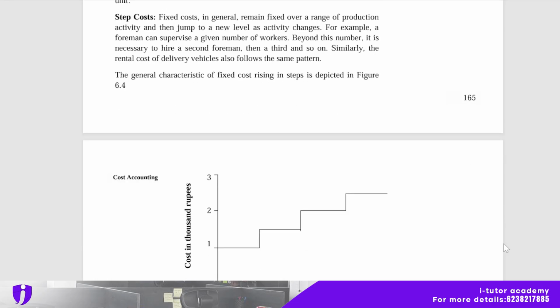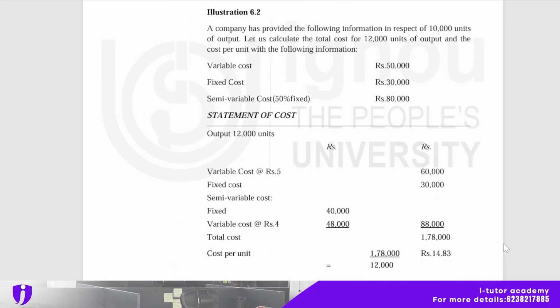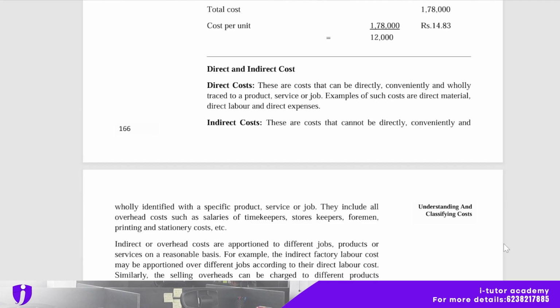Step cost. Fixed cost in general remains fixed over a range of production activity and then jumps to a new level as activity changes. For example, a foreman can supervise a given number of workers. Beyond this number, it is necessary to hire a second foreman, then a third, and so on. Similarly, the rental cost of delivery vehicles also follows the same pattern. The general characteristics of fixed cost rising in steps are depicted in the figure here, and an illustration is also based on the topic. You just go through it. In case of any doubt, you can contact us.